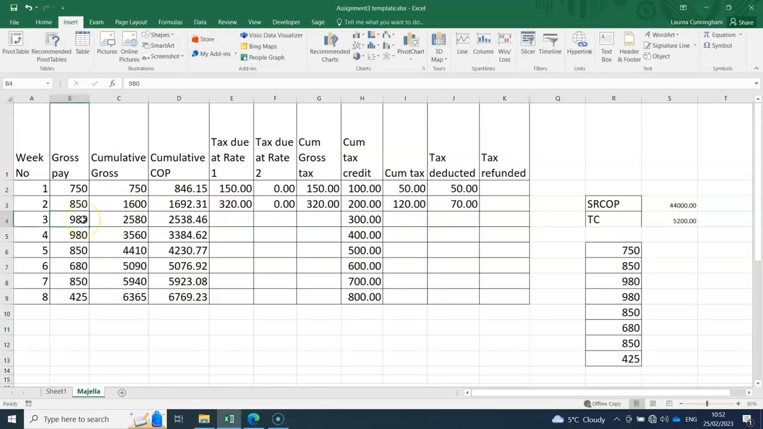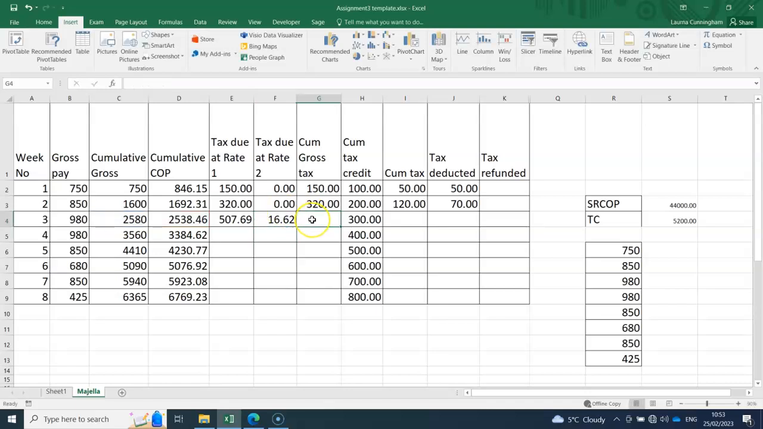Come along then in week 3, she earns €980. So her total gross pay now is €2,580. Is it higher or lower than her cutoff point? So we can see it is higher. So this week she will pay her cutoff point multiplied by 20%, and she will pay the balance. So equals her wages minus what we've already taxed multiplied by 40%.